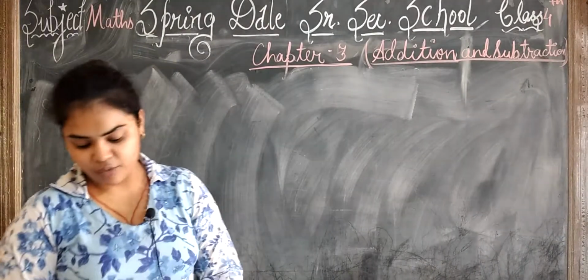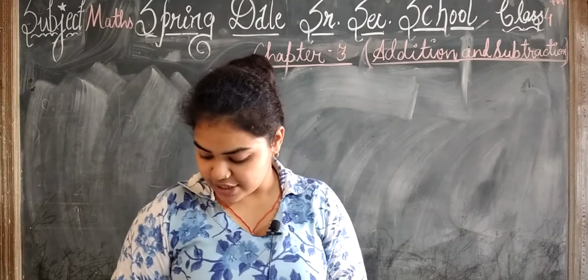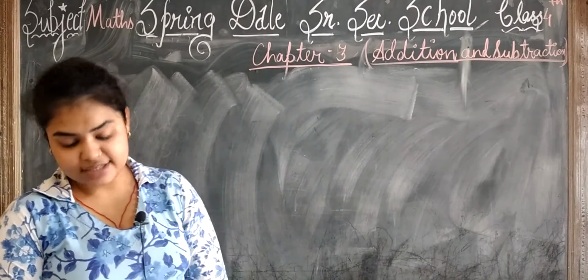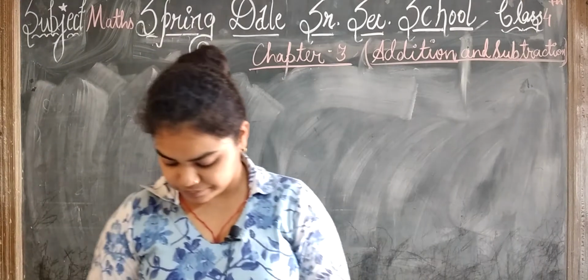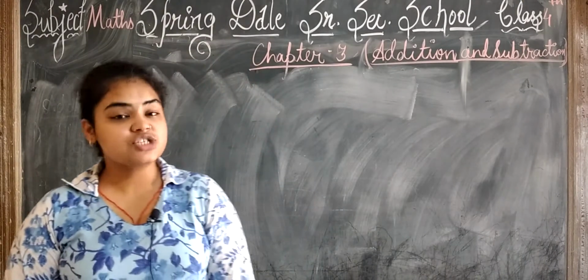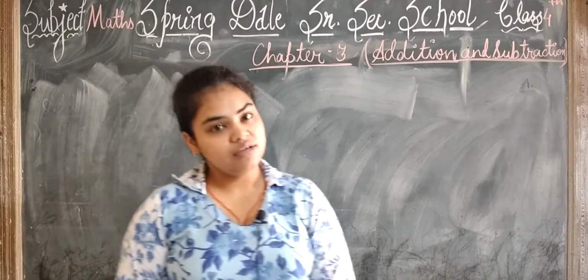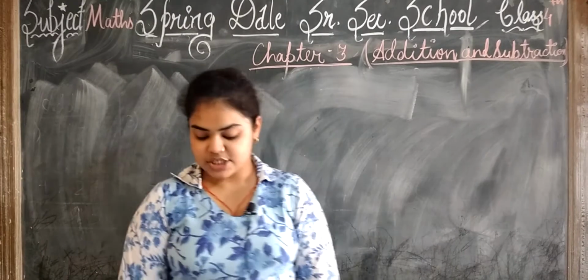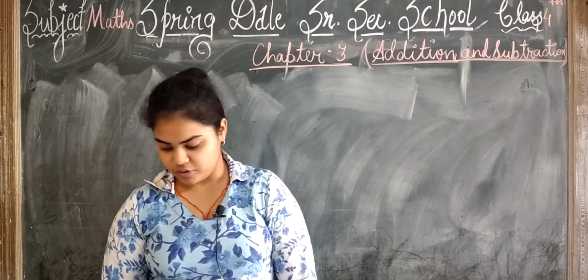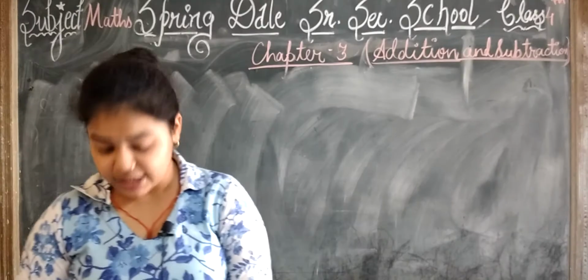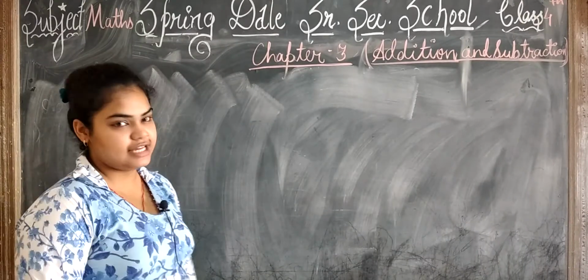Okay children, now we are going to start with our exercise, that is self practice 3A in your textbook. The first question we have to do in the textbook and the rest of the questions we have to do in the notebook. So open page number 33 in your textbooks.